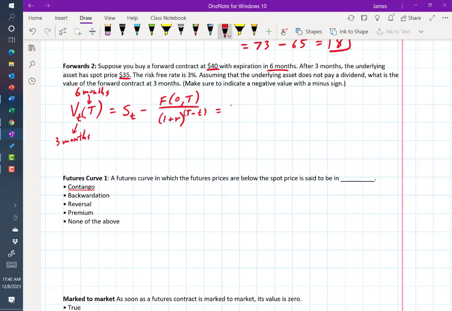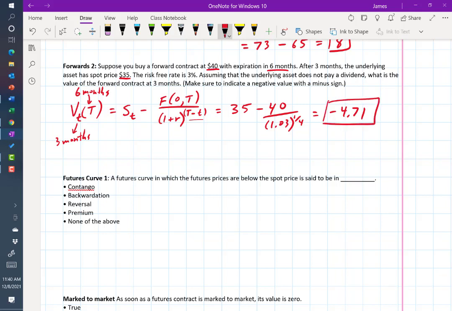So the current price of the stock is 35. The forward price is $40, but now I need to discount that back. The risk-free rate is 3%. And what is capital T minus little t? Well, capital T is 6 months, little t is 3 months, so I got to go back 3 months. That's a quarter of a year. Okay, so I'm going to do that, and what do I get? Minus 4.71.